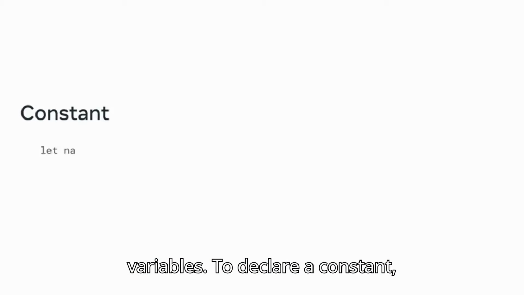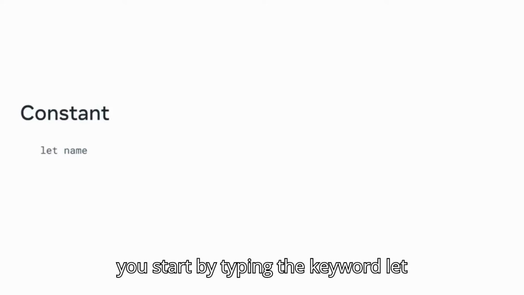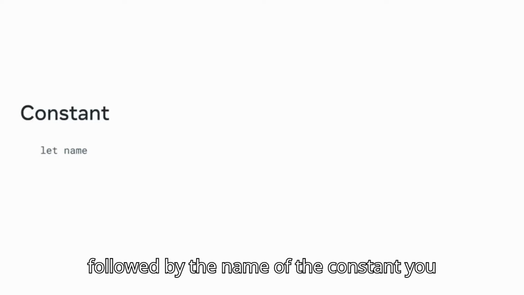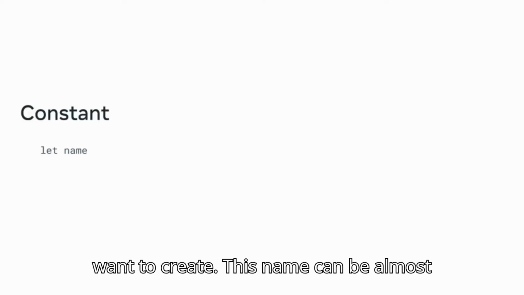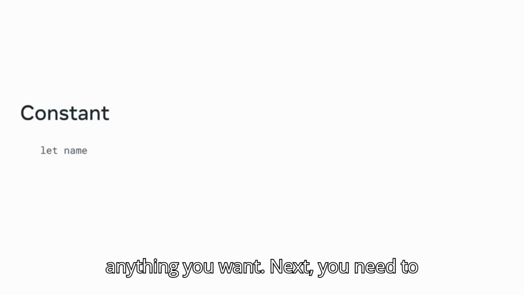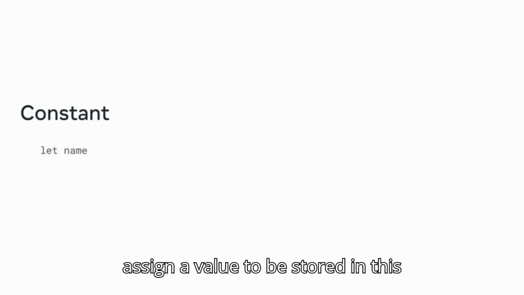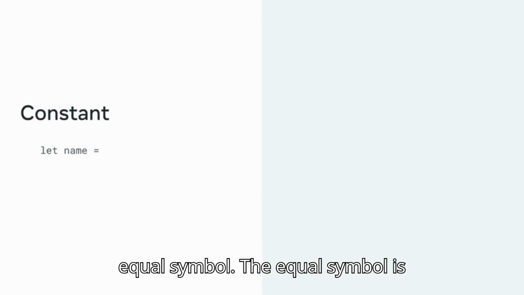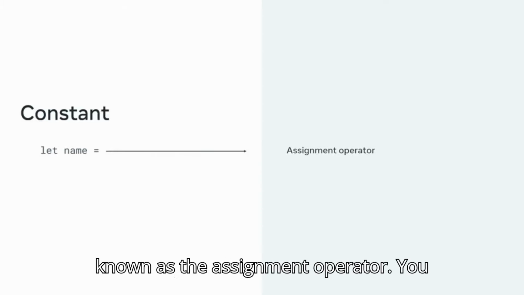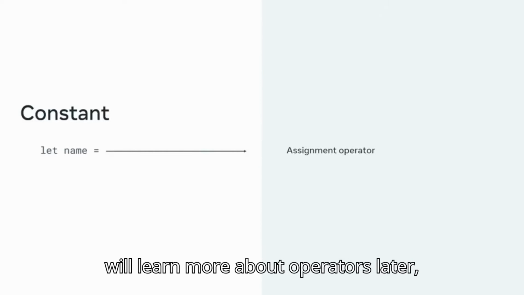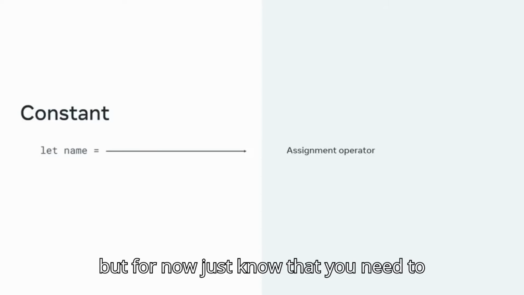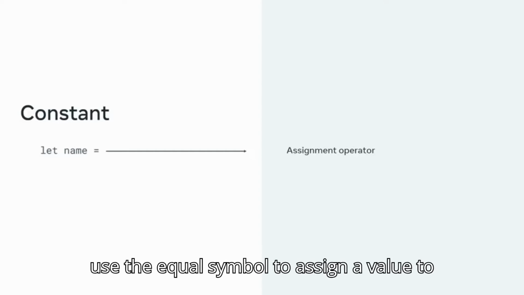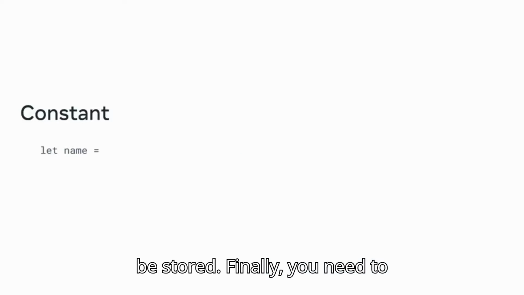To declare a constant, you start by typing the keyword let, followed by the name of the constant you want to create. This name can be almost anything you want. Next, you need to assign a value to be stored in this constant, and to do that, you type the equal symbol. The equal symbol is known as the assignment operator. You will learn more about operators later, but for now, just know that you need to use the equal symbol to assign a value to be stored. Finally, you need to type a value.